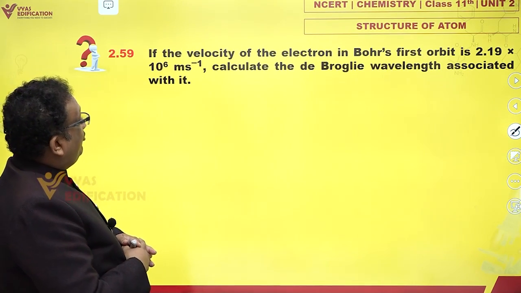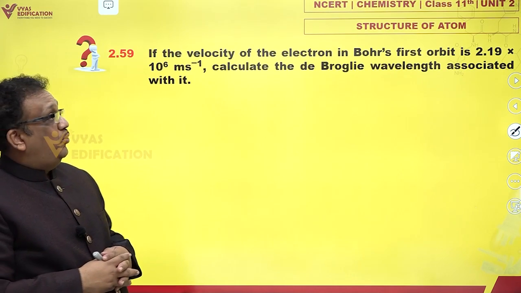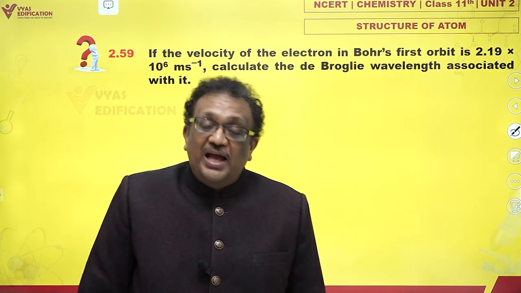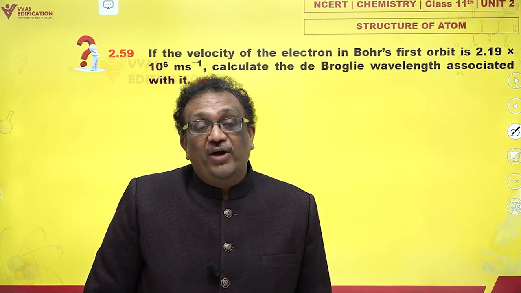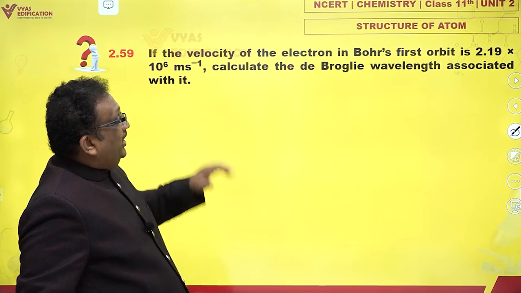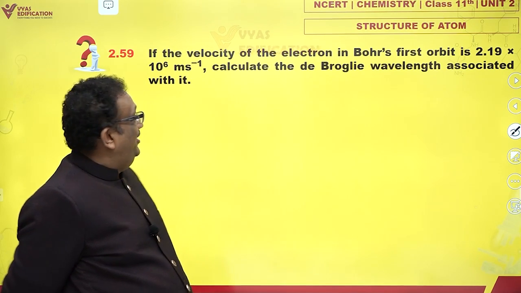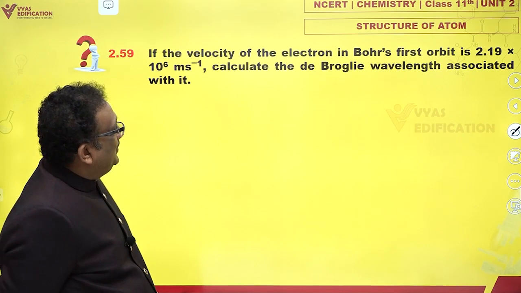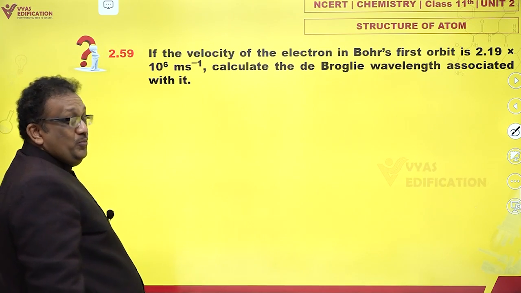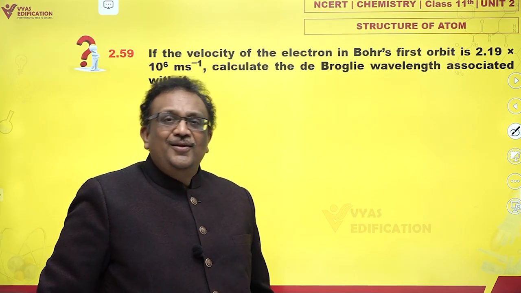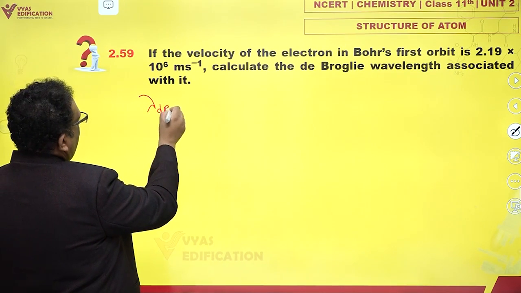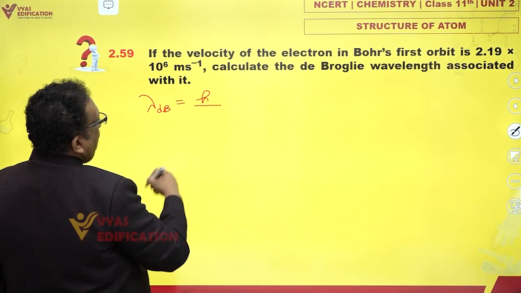If the velocity of electron in first Bohr orbit is 2.19 into 10 raised to 6 meters per second, which is actually the velocity in first Bohr orbit of hydrogen atom, calculate the de Broglie wavelength associated with it. How do we do that? Well, there are two methods. One is use the standard thing. De Broglie wavelength, lambda de Broglie, is h by mv.